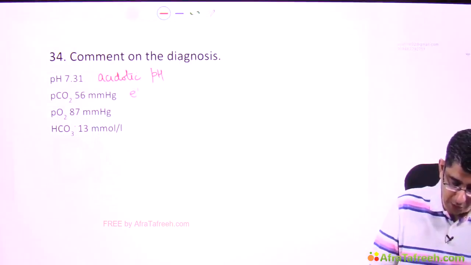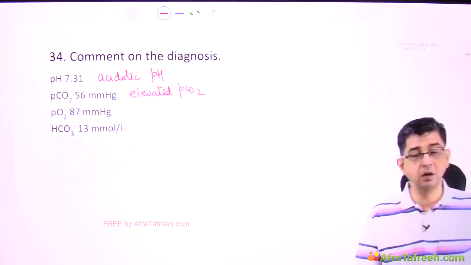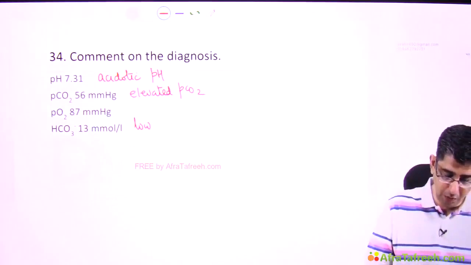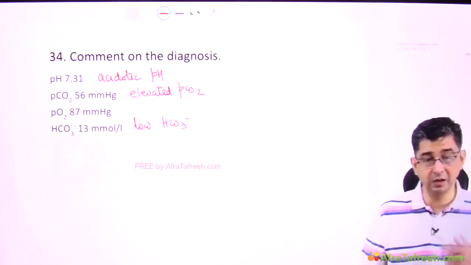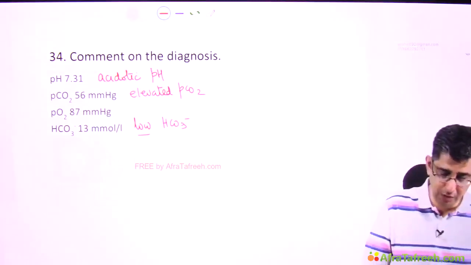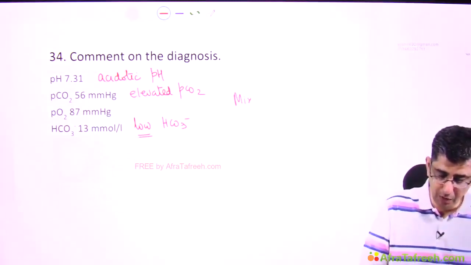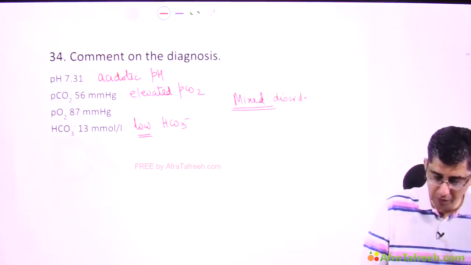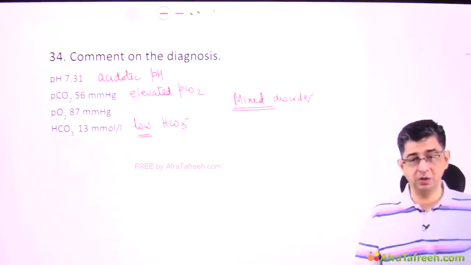There is an elevated PCO2 in the patient, so probably the respiratory component is kicking in. The bicarbonate value of this patient is low. As you can see, the value of bicarbonate should be increasing. Here it is low, so I'll say this is again a mixed disorder. This guy is having a combination of metabolic acidosis with respiratory acidosis.